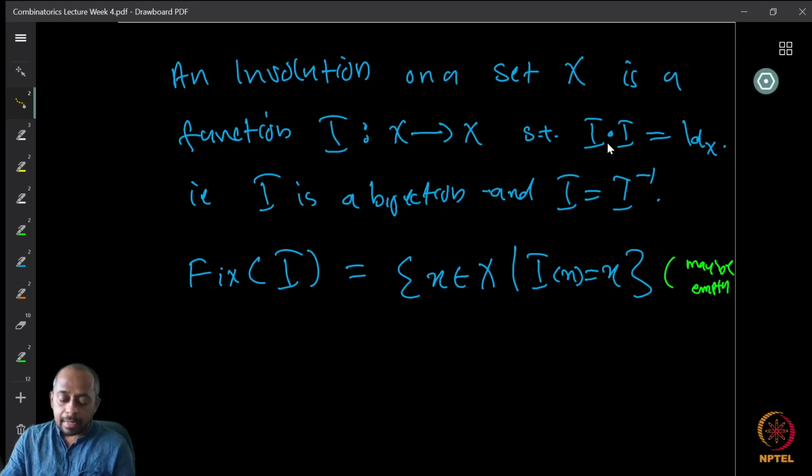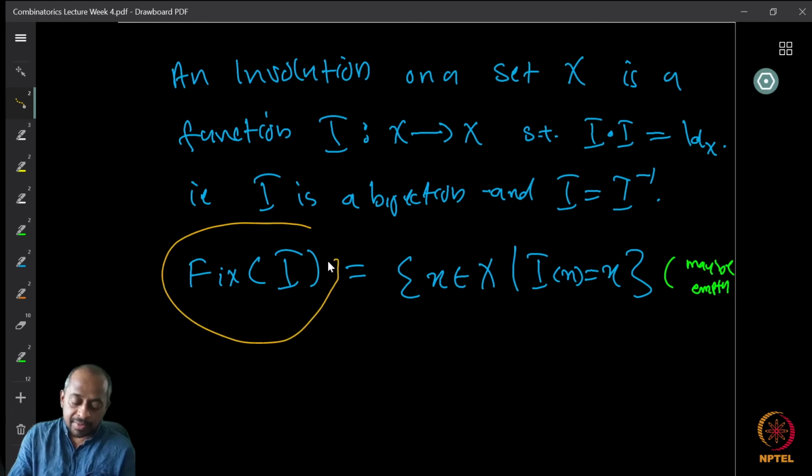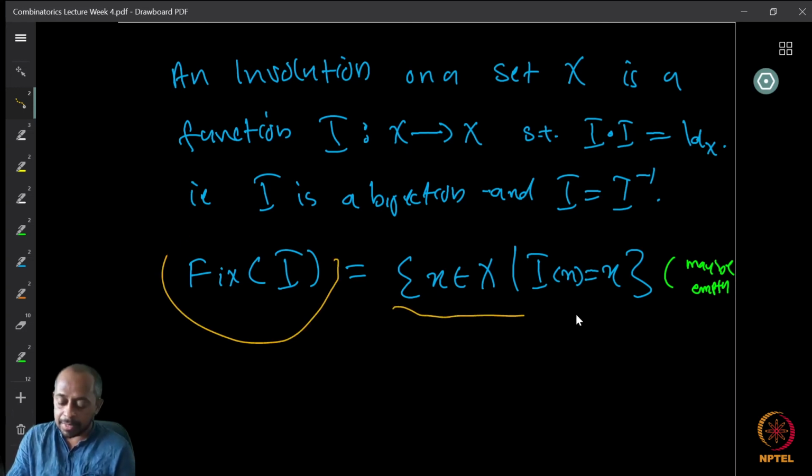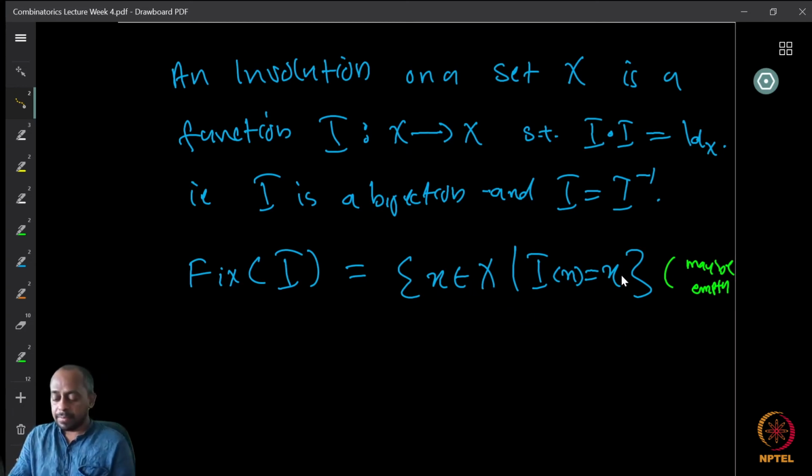Now, if you take an involution, I call fix of I the set of all elements that are unchanged under I, that is, all elements x in X such that I of x is equal to x itself. This set may be empty. For example, in the previous case, this set is actually empty, because we take all the odd sets to even sets and even sets to odd sets, so no element is fixed. So fix of I can be the empty set also.